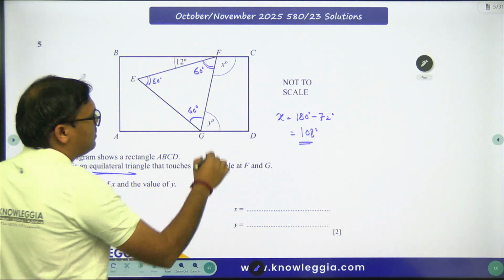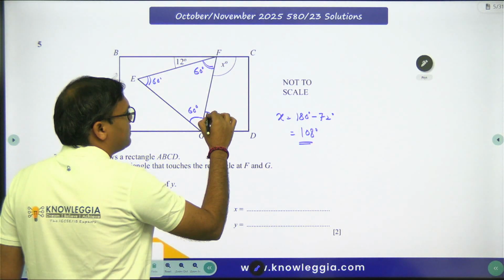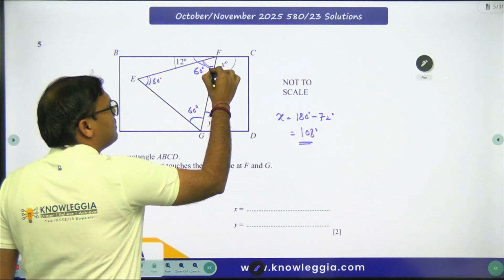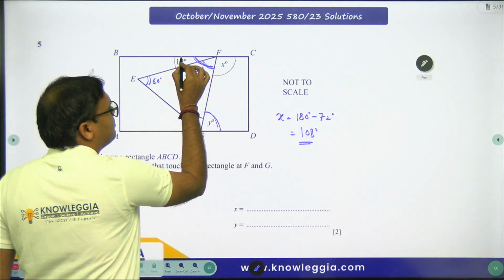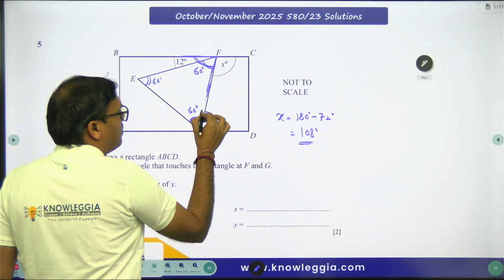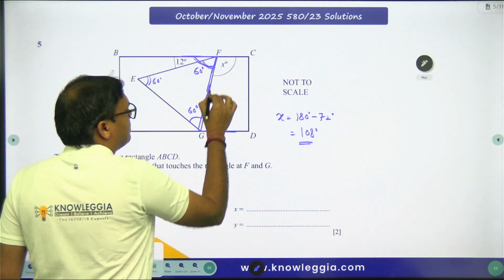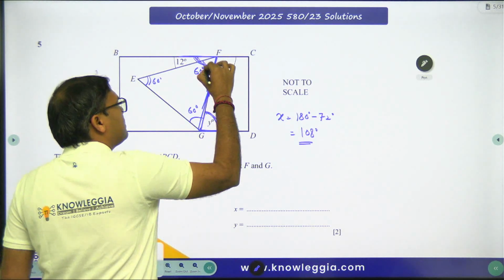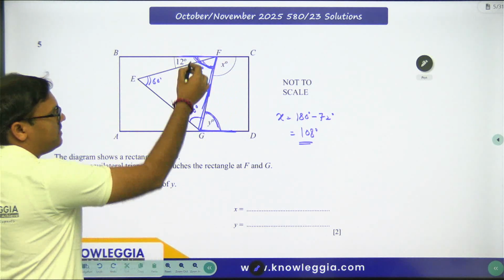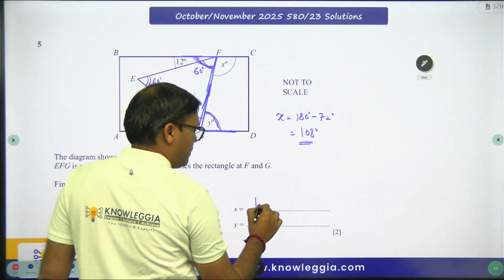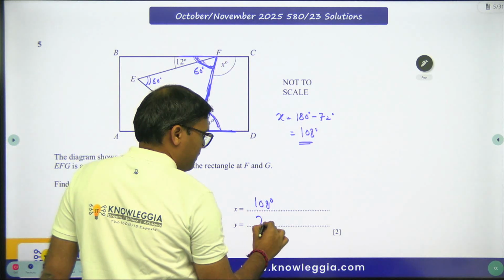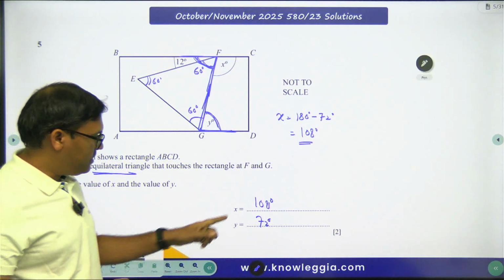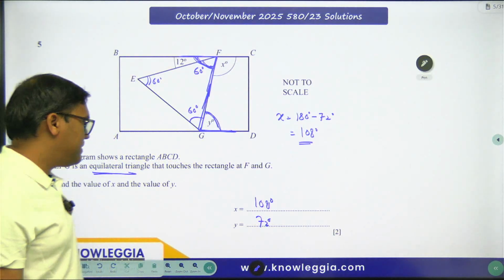So you can see what is this angle? This angle will be equal to this total angle. Why this total angle? Because this is parallel and this is alternate interior. You see, this is alternate interior. This angle and this angle will be the same. So what is this total angle? This is 72 degrees. So this is 108 degrees and this is 72 degrees. So let's check this. This is 108 and 72 degrees.